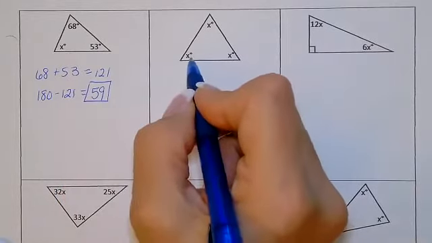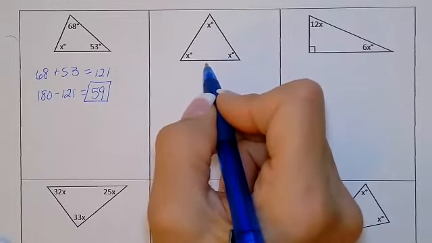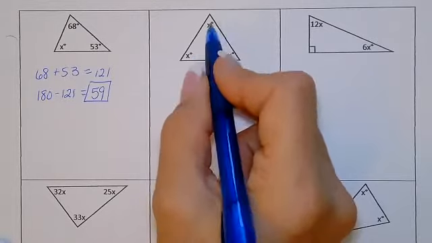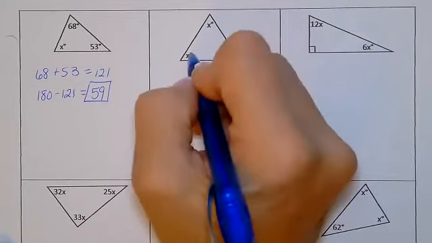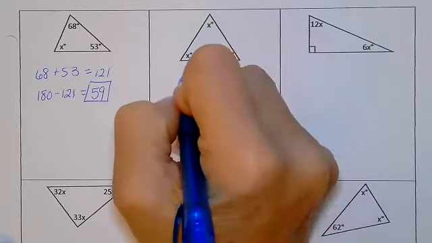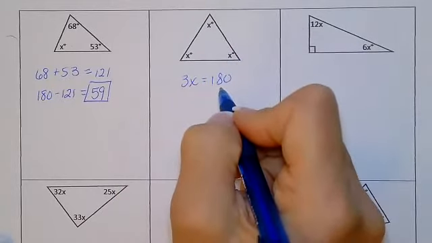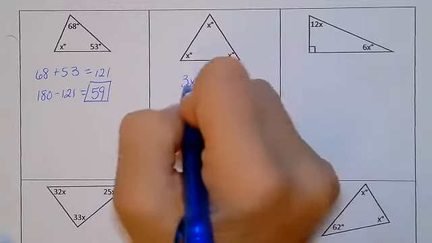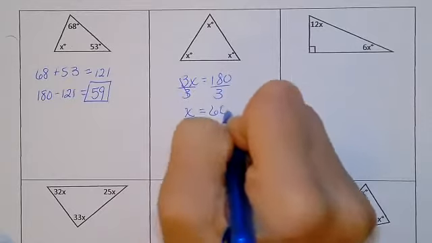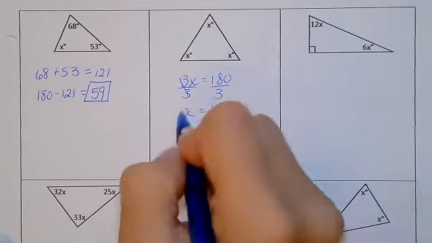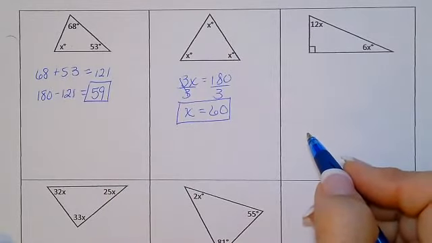Okay, next one. Oh, this is an equilateral triangle. That means that all 3 angles are the same. So once I know what one is, I know what they all are. So for this, I have 3 x's, and I know they equal 180 degrees. Divide both sides by 3, and x equals 60. So that means that each of these angles is 60 degrees.